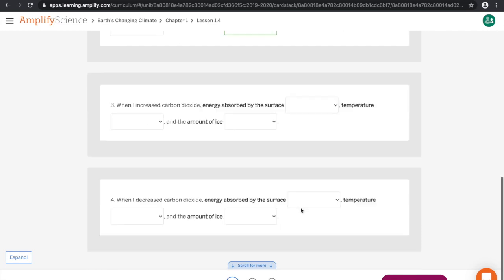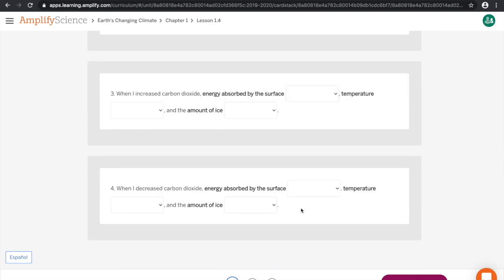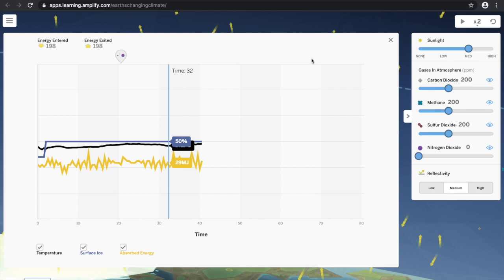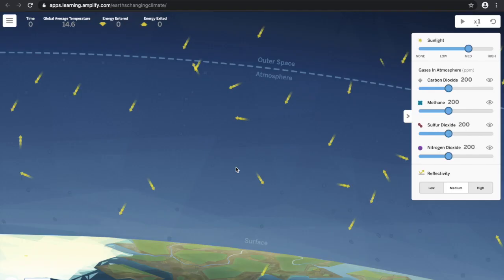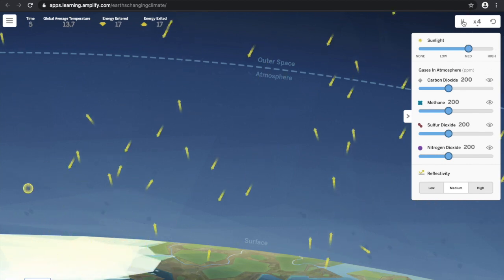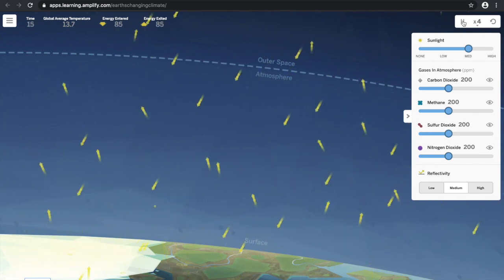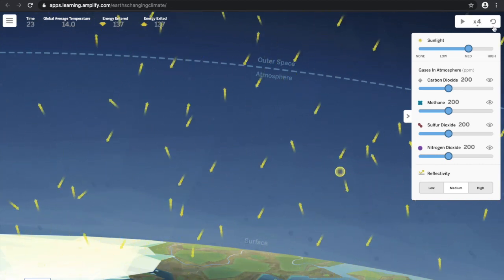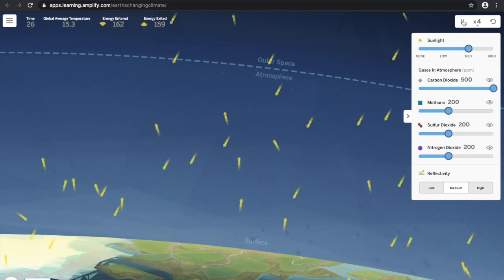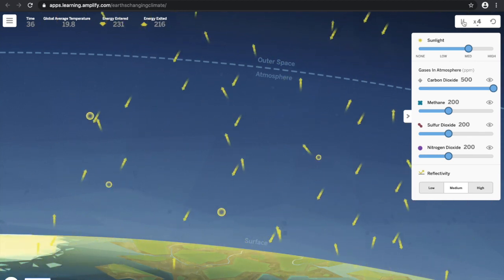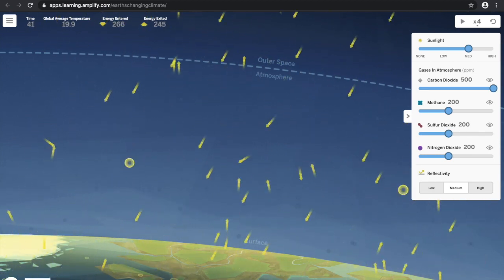Now, I'm going to do the same thing for carbon dioxide. I'm going to reset. Since we know how to use the program, I'm going to set it to 4 and let it play for 20 units. It's okay if it's a little over. I'm going to go to 500 and then let it go for the rest of the units. And let's take a look at the graph.